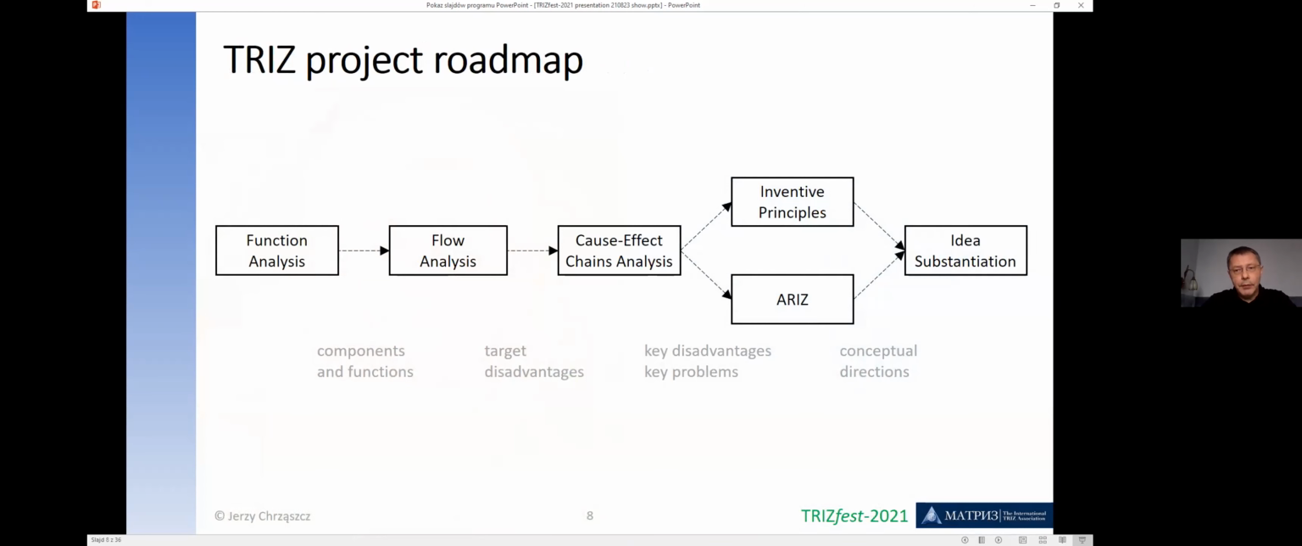Here is a full diagram, a full roadmap of this project, and this is a simplified version covering the content described in the conference paper. It starts with function analysis and goes through cause-effect chains analysis and application of inventive principles to the substantiation stage, when the generated solution idea is verified by simulating system operation.